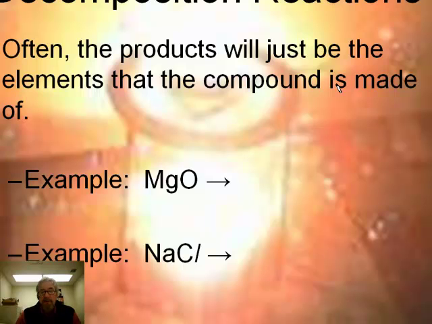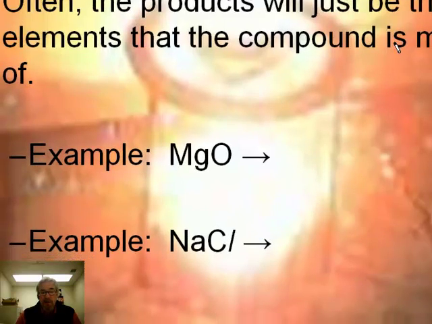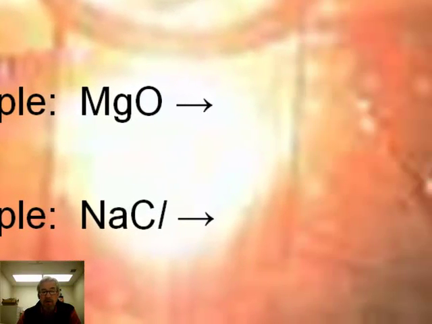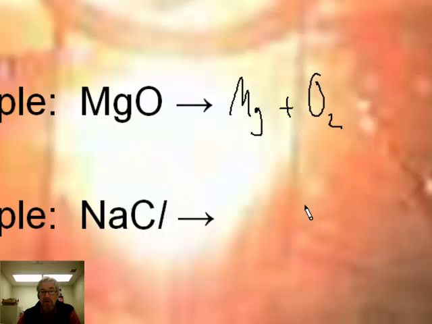In many cases, the products will just be the elements that the compound is made of. So in this example, MgO will decompose into magnesium and oxygen. Don't forget the diatomic elements. Oxygen is one of those 7 diatomics, and so we never write it just O. When it's by itself, it's always in pairs.